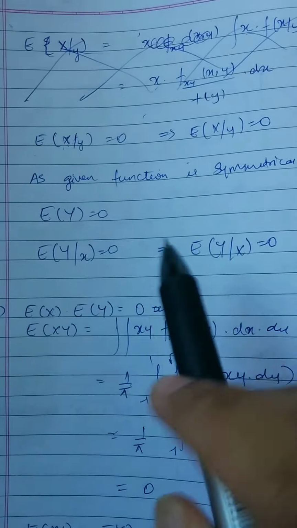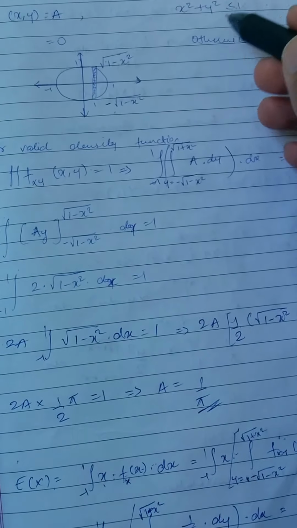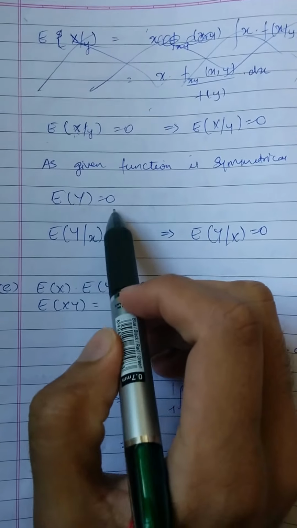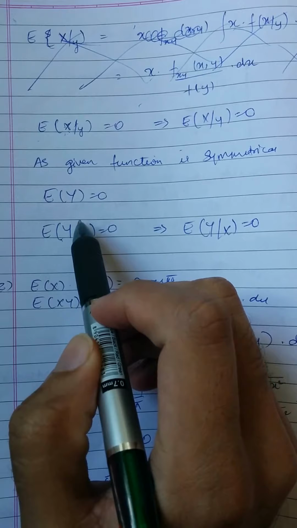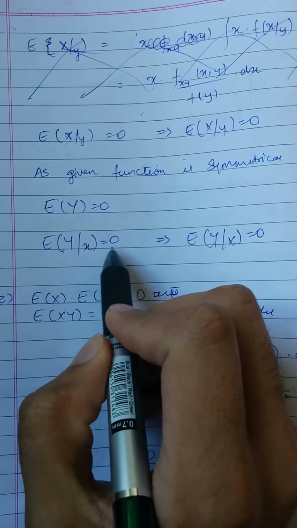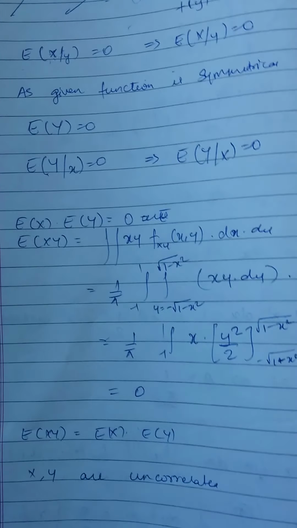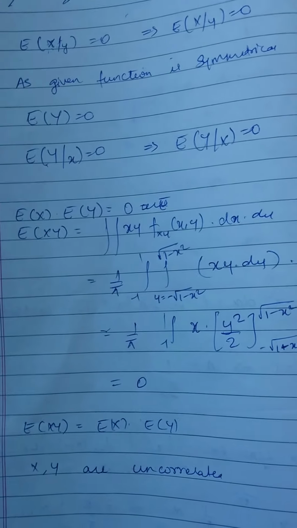Now, since the function is symmetric, we can get the same values for the expected value of y. That is, E of y would also be 0. Similarly, E of y given x is also 0. So now we have E of x as 0, E of y as 0.